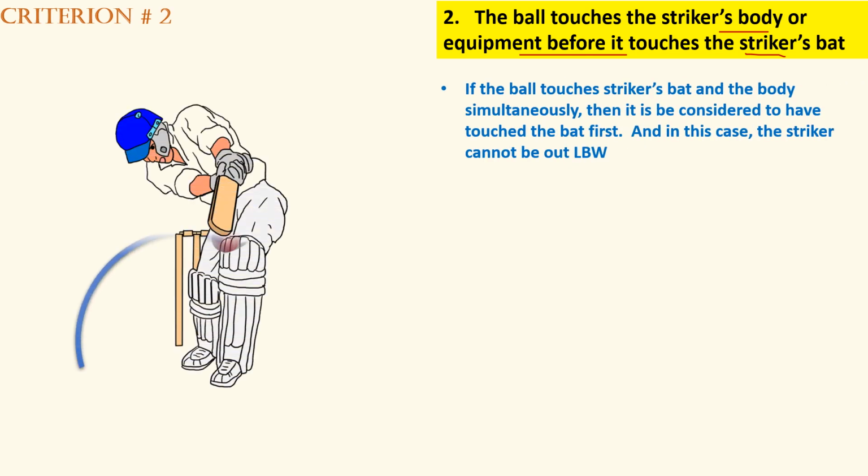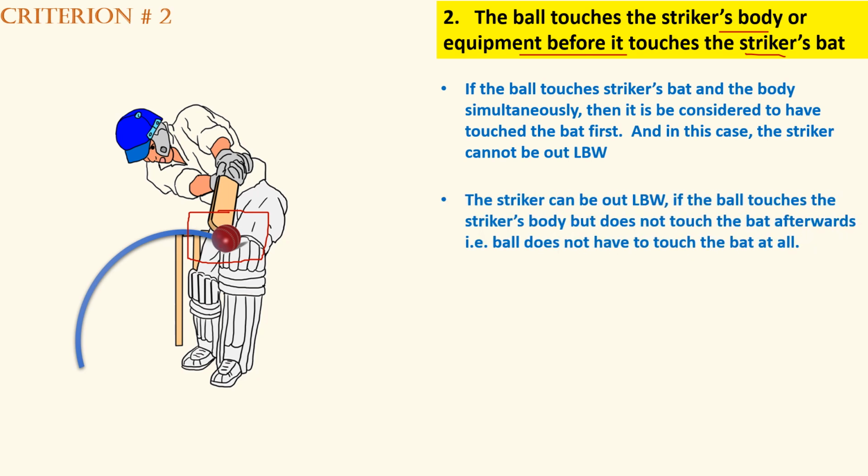The first scenario is: what happens if the ball touches the equipment or the body of the batsman as well as the bat at the same time. In that situation, the benefit of doubt goes to the batsman, and it is considered that the ball hit the bat before it hit any other equipment or the body of the batsman. What you see in this diagram is that the ball is touching the batsman's bat and the pad simultaneously. In this situation, the batsman cannot be given out LBW.